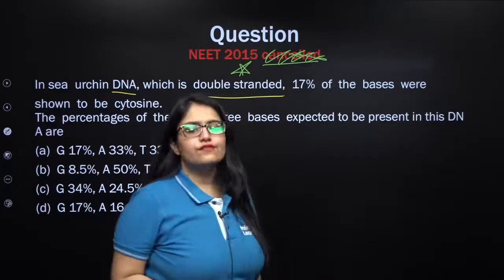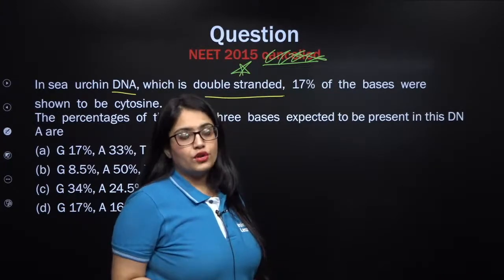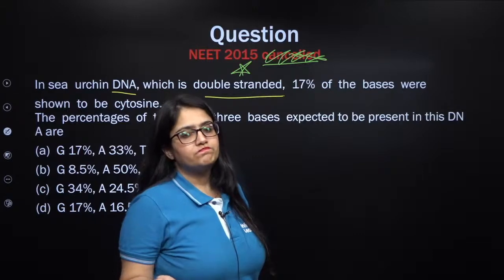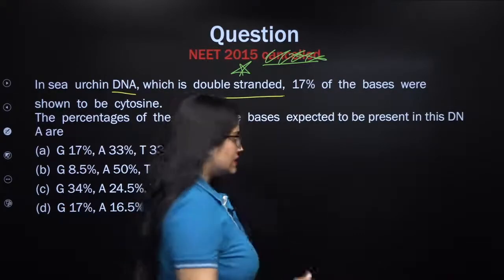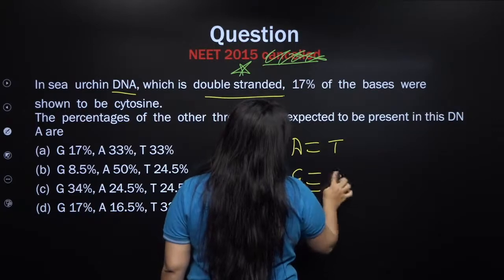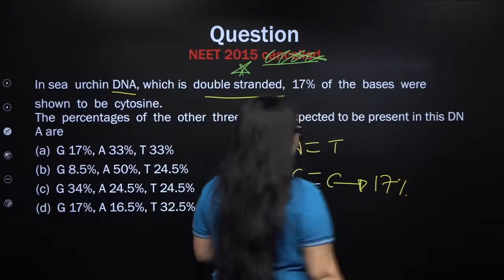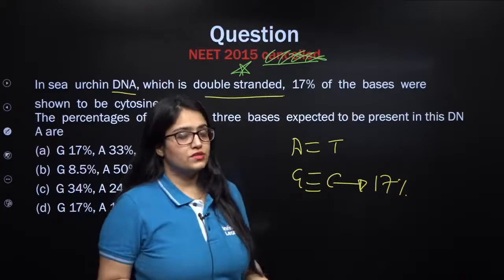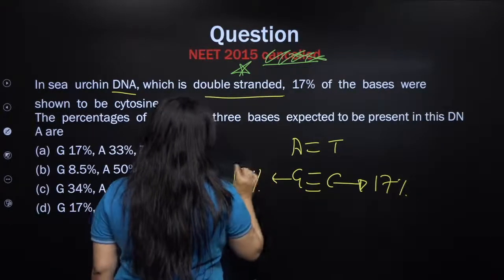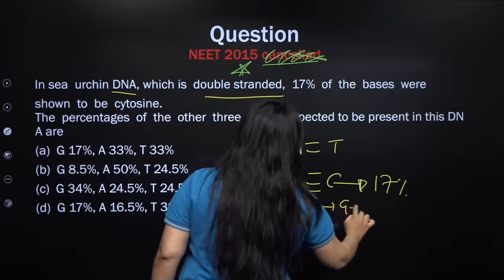According to the salient features discussed in DNA under the subtopic structure of a polynucleotide chain, the double helical model proposed by Watson and Crick says that in a DNA, A always pairs with T and G always pairs with C. So in this question, cytosine is 17%. We know that C always pairs with G, so the percentages of C and G should be equal. Since C is 17, G should also be 17%.